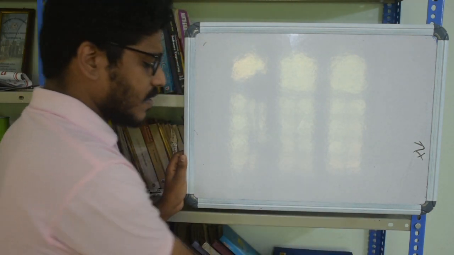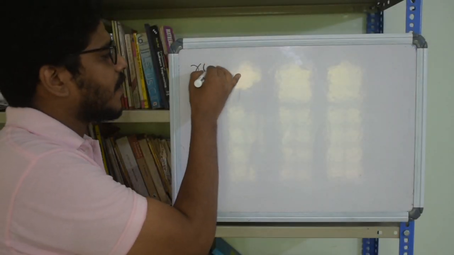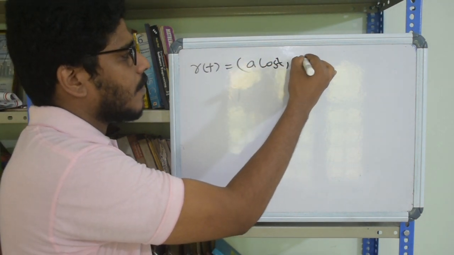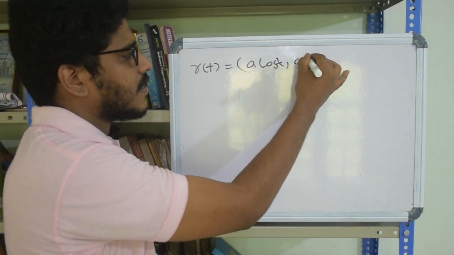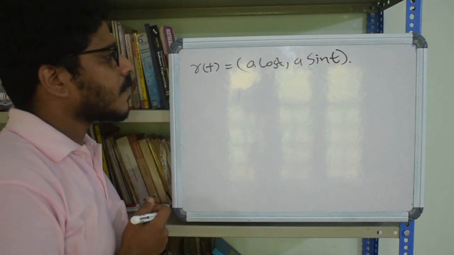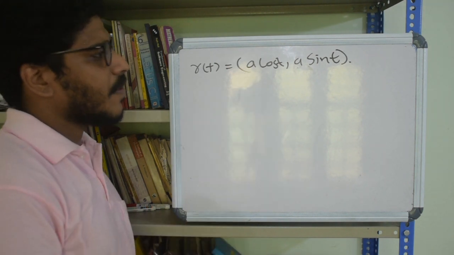We have a lot of examples. Consider a function r of t given as r of t equal to, say, a cos t, a sin t. Let it be so.